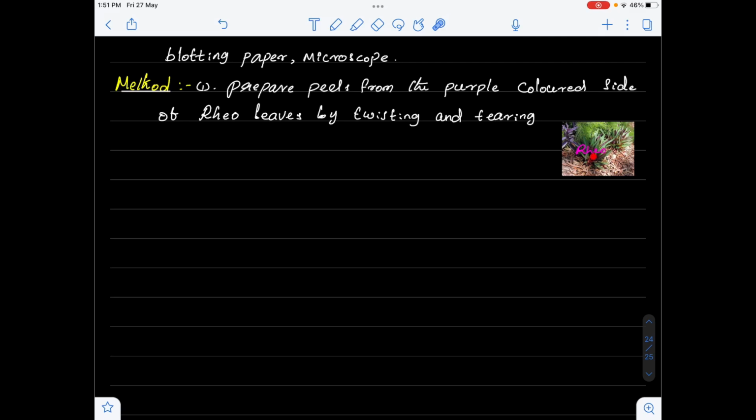Now look at this plant. These are the leaves of the rheo plant and its complete name is Rheo discolor. See the name Rheo discolor, but it is with different colors. You would have seen this type of plants in your school or in the parks in different places. Its leaves are a little swollen.